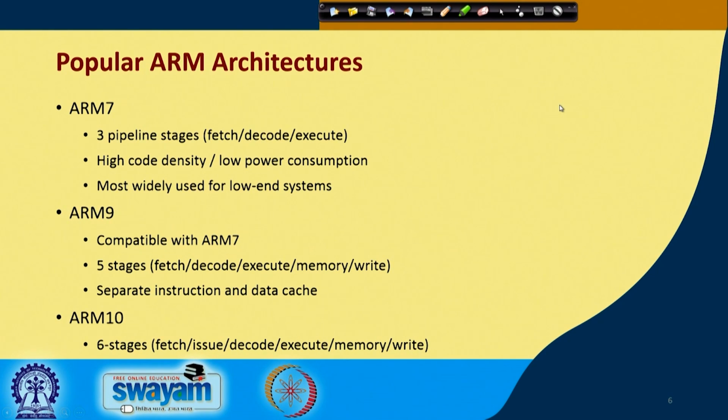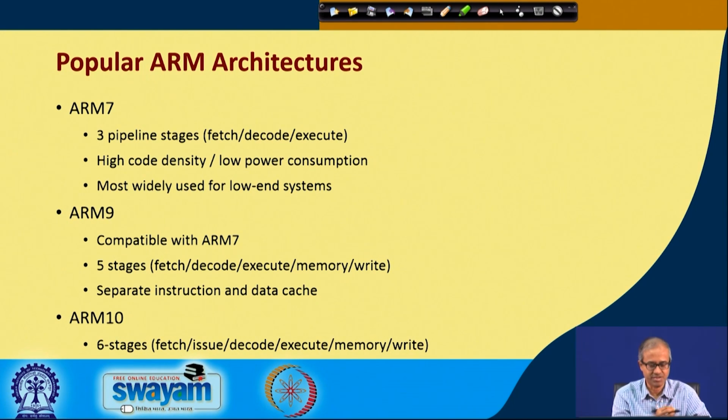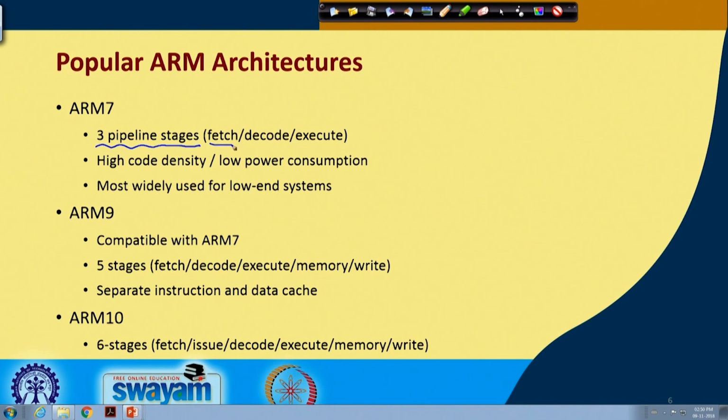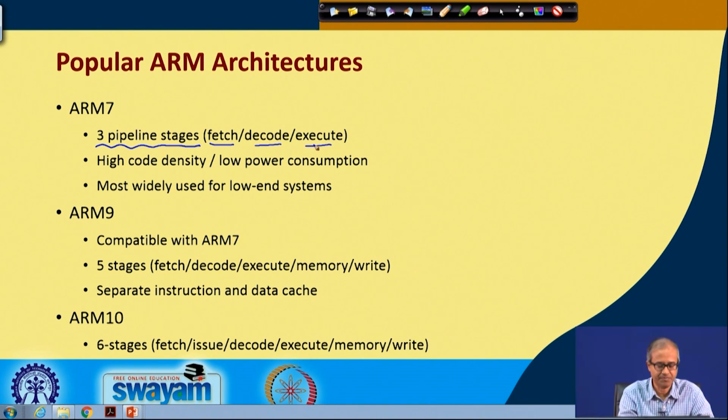So, some of the popular ARM architectures, there are many, I have only shown 3: ARM 7, 9, 10, and there are 11 and beyond. Some of the main features I have written down. ARM 7 has 3 pipeline stages. We shall be talking about pipelines later in the next lecture. Pipeline stage essentially means how the instructions get executed. There is a concept of pipelining, we shall be explaining this. So, there are 3 stages: fetch, decode, execute.